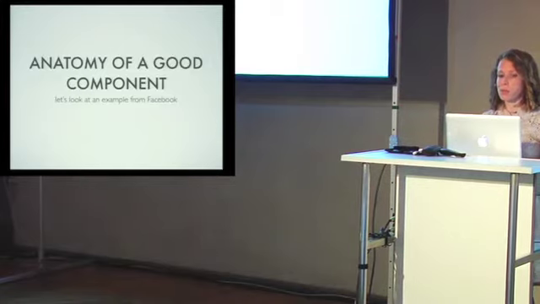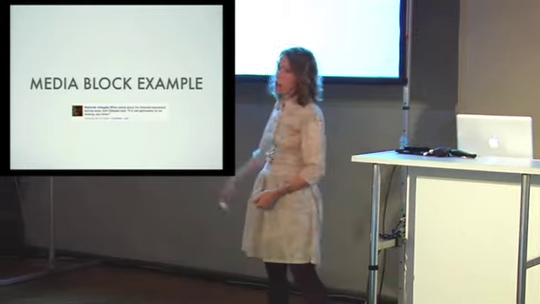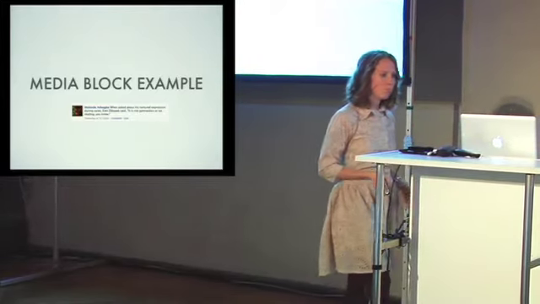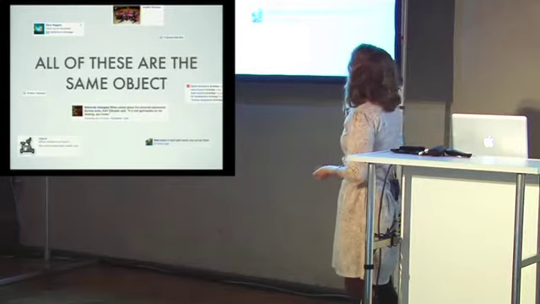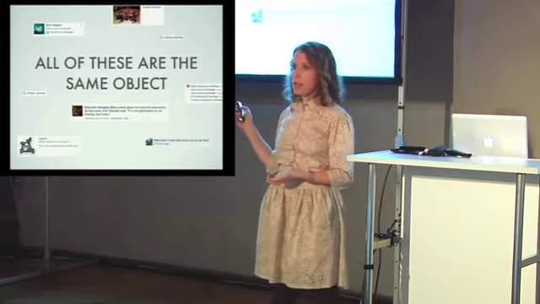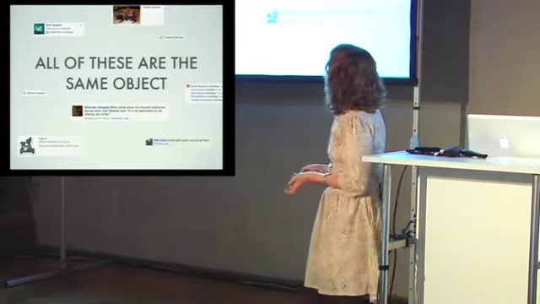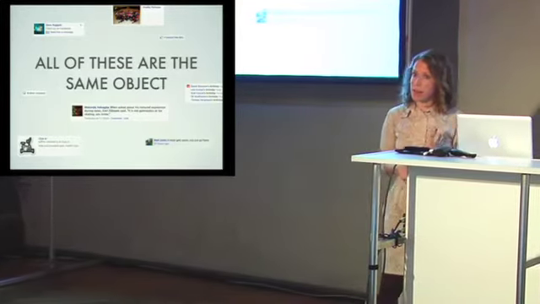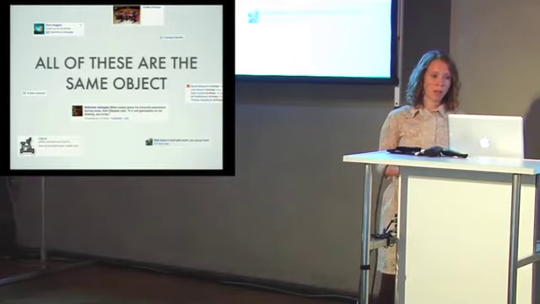So an example from Facebook is the media object that I talked about with the image to the left and the stuff that describes it to the right. What I realized when I was looking at the Facebook website is that they had all of these different pieces, and if you use Facebook, they'll be pretty familiar to you, but they're actually all the same object. The image might vary, the image width might vary, but it's the same thing happening over and over again.